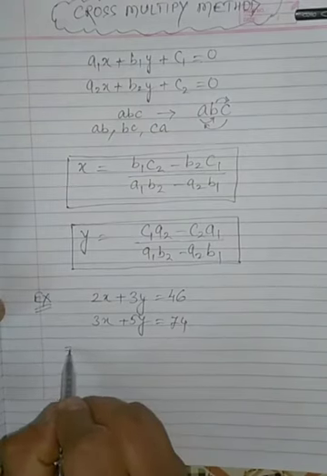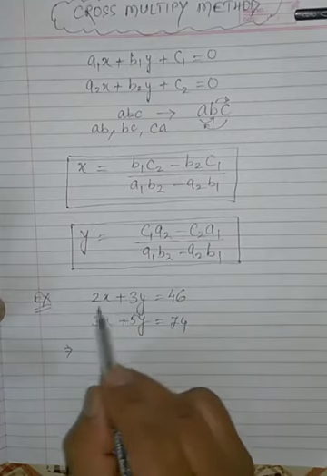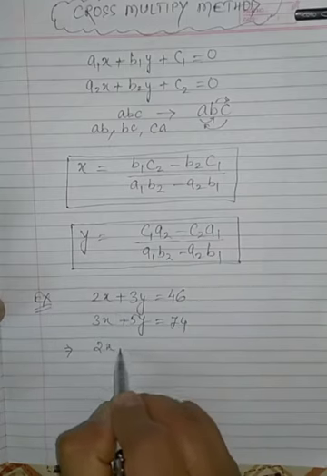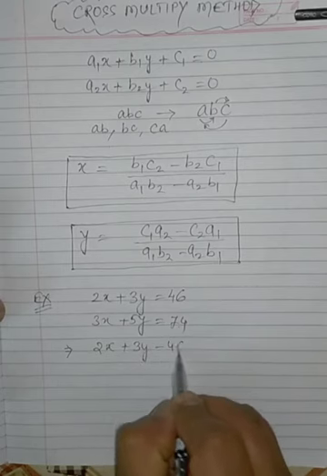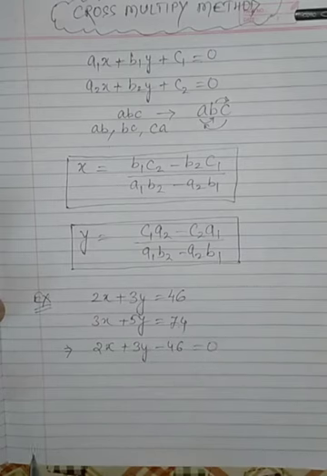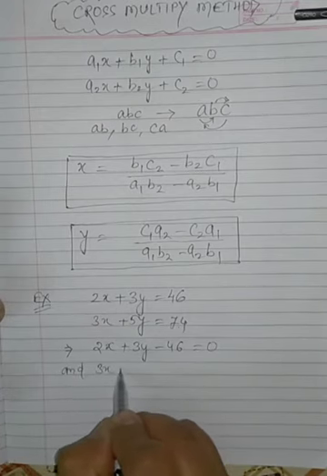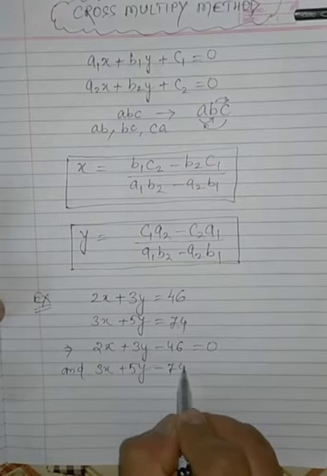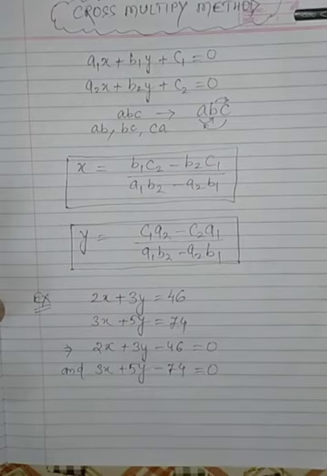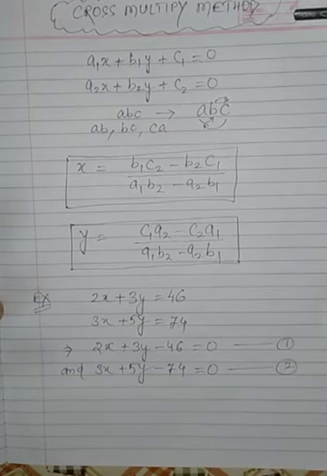So what we will do? We will transpose these constants to this side. So 2x plus 3y minus 46 is equal to 0 and 3x plus 5y minus 74 is equal to 0. Now these are the two equations in standard form.